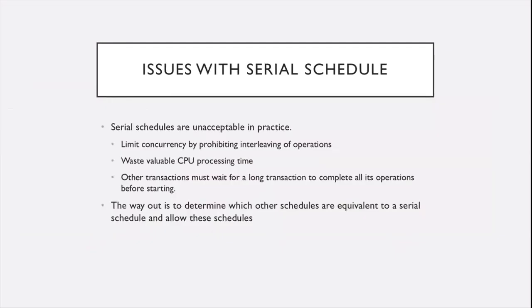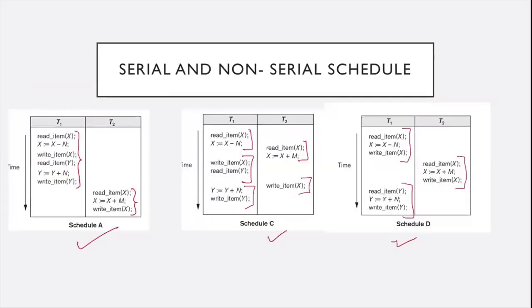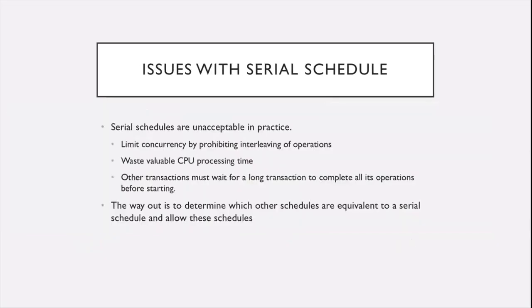Now, for a serial schedule, we usually assume that it is always going to give us the correct output because there is no interleaving of operations. So we assume that the serial schedule will always give you the right answer. But the problem, as we have seen, happens when instructions are interleaved between transactions. So from that point of view, we can assume that a serial schedule is what we want because it always gives us the correct result. However, there are certain issues with the serial schedule. In practice, it is not acceptable.